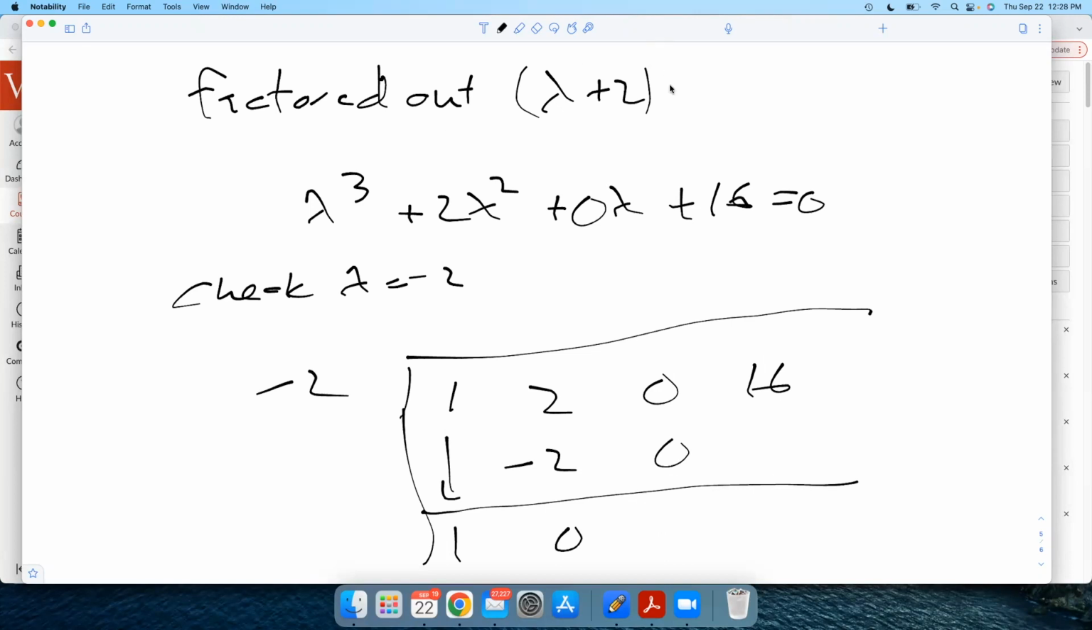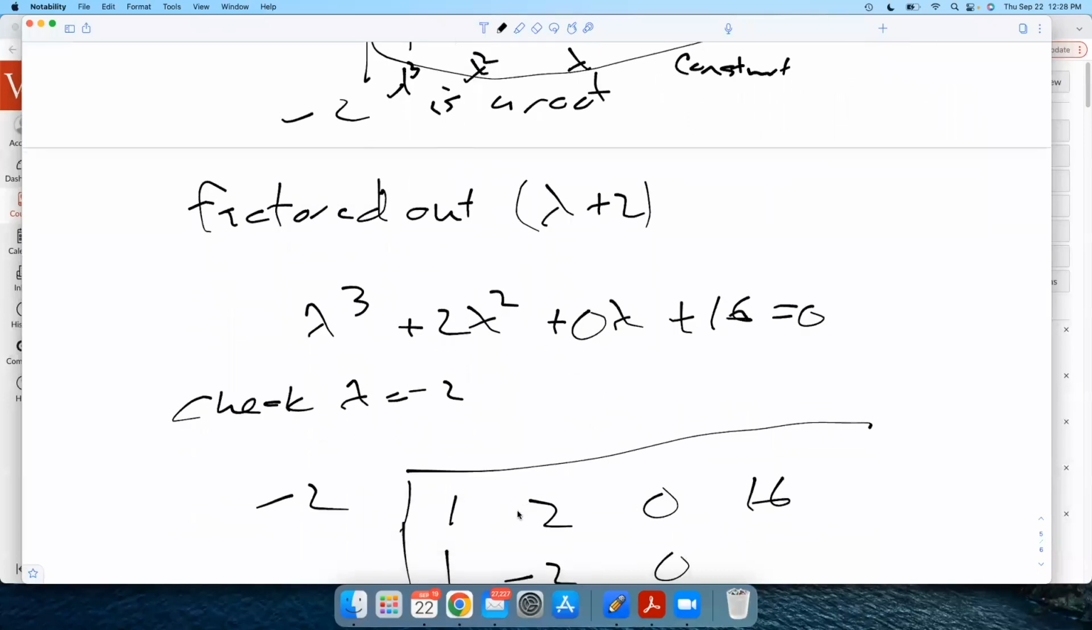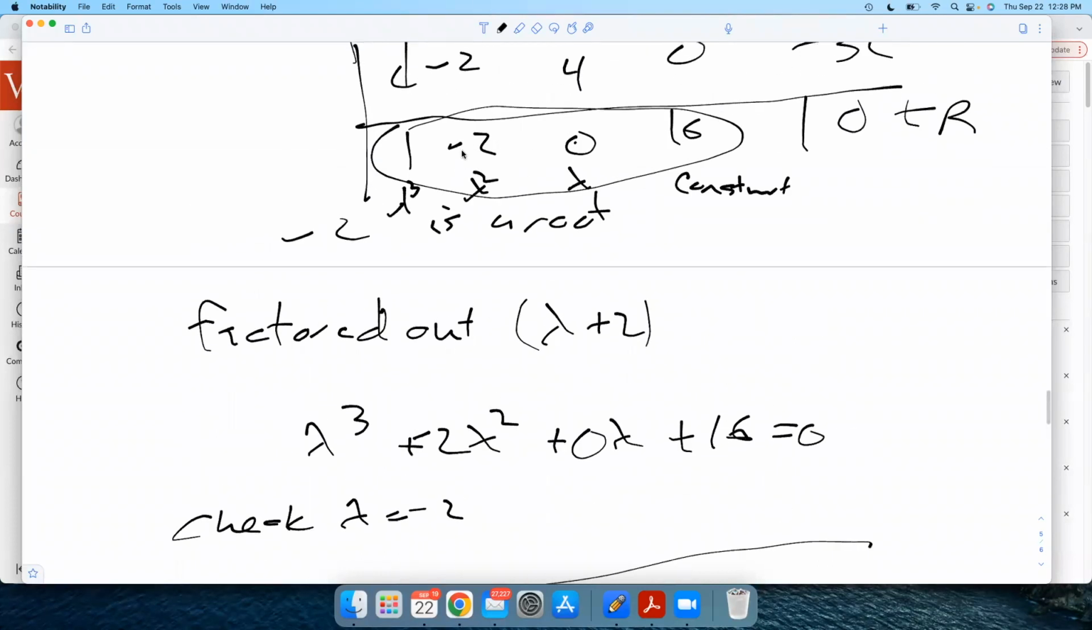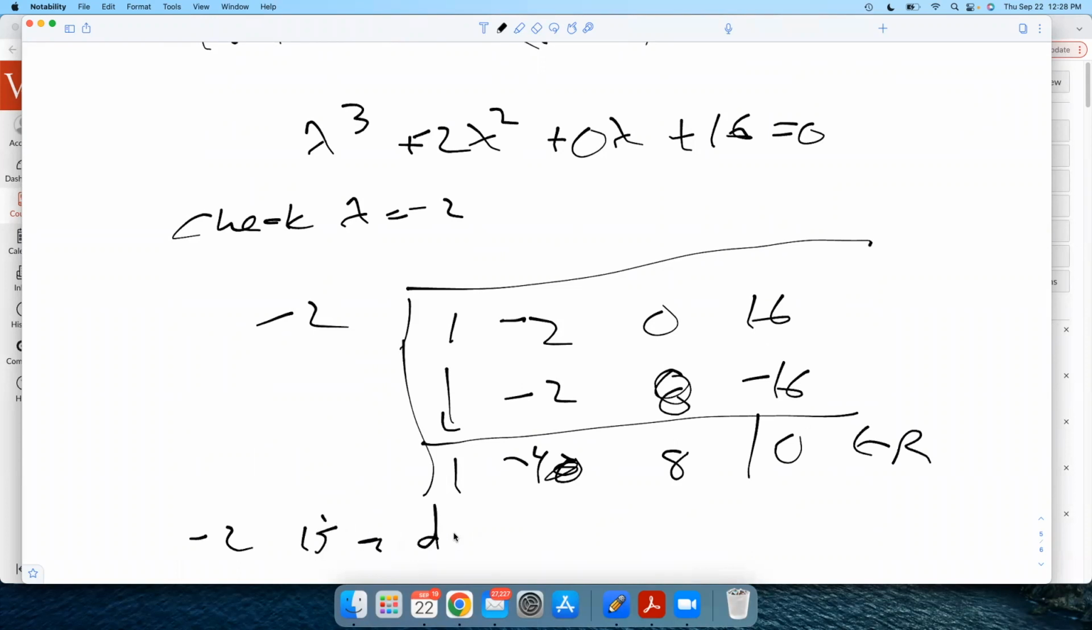Wait, something's not right. Oh, that's a negative. Sorry, right there. That's negative. It was right there in front of me. So then this would be -4, multiply will be 8, add down 8, multiply -16, add straight down, remainder 0. So -2 is still a root. So that means it's a double root. It appears twice.